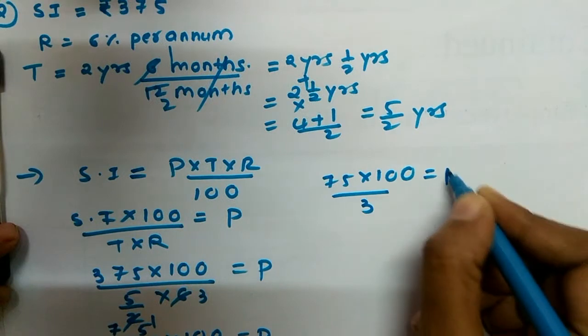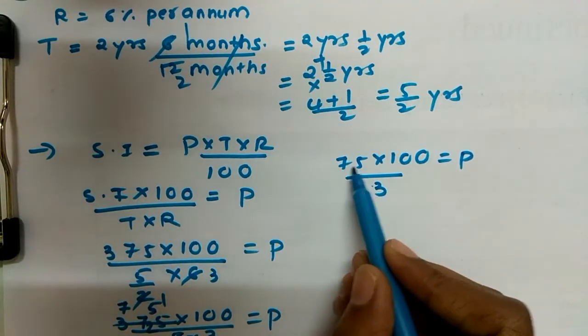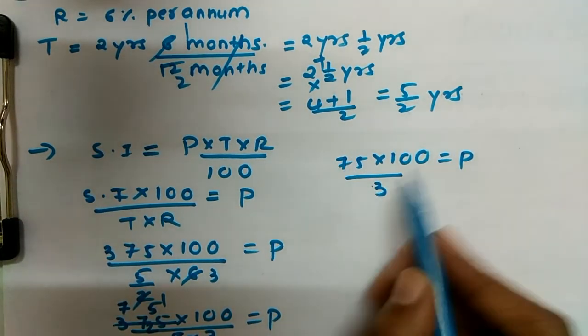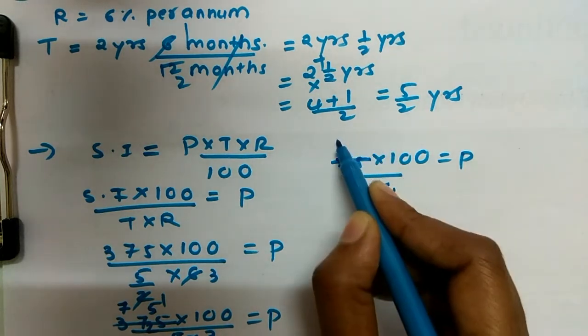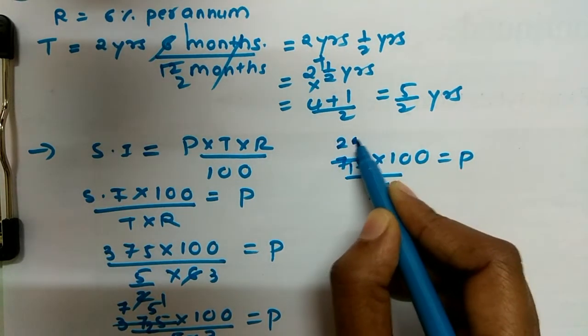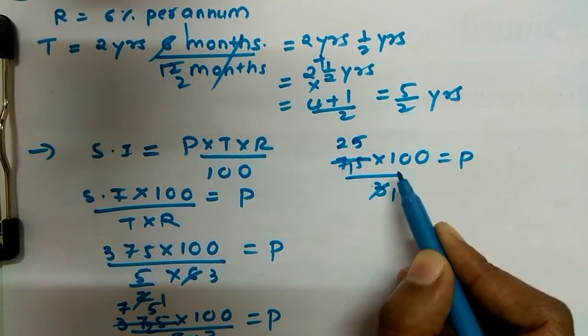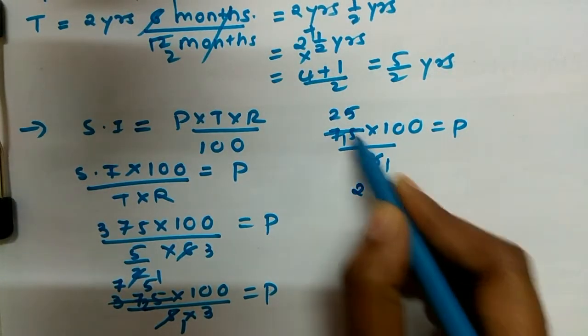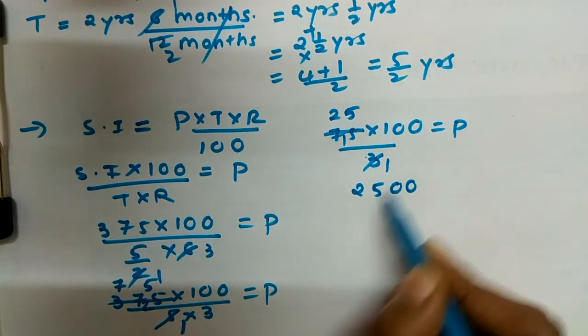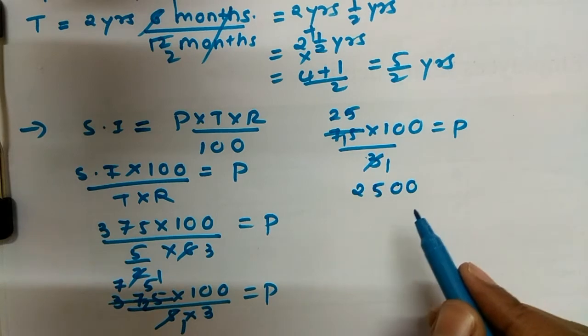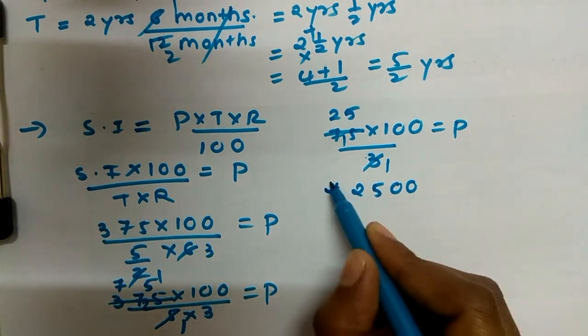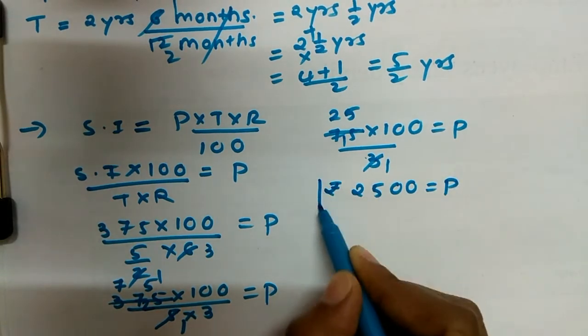Further you can divide this. 3 and 7 plus 5 is 12, so you can divide with 3. 3 ones are 3, 3 twos are 6. 1 remains. 3 fives are 15. So 25 into 100 is 25 ones are 25, into 2 zeros, 2500. This is the principal.